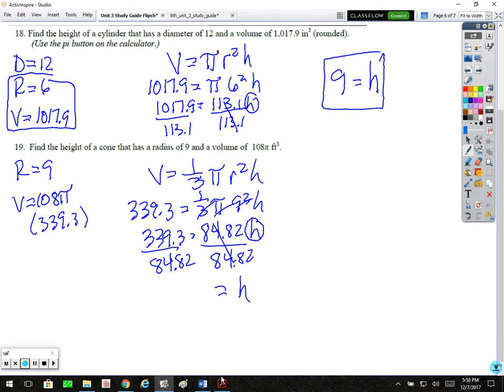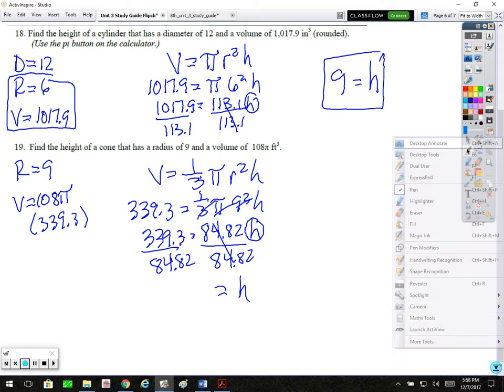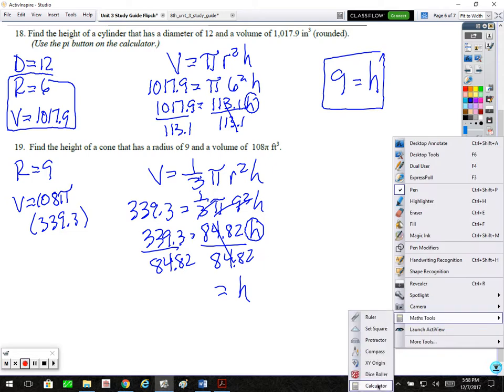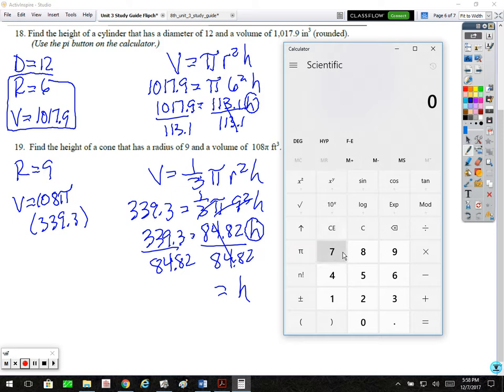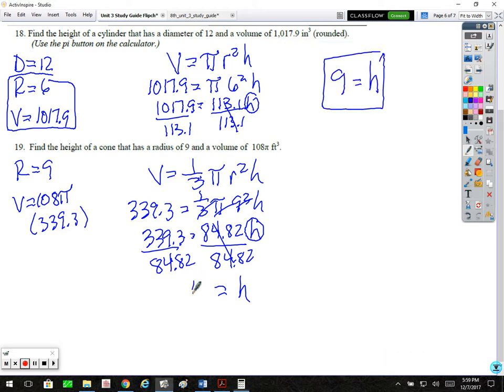Oh, I cleared out my calculator, didn't I? Okay. So we have, let's move this over here. 339.3 divided by 84.82 gives me a height of 4.0004, which is really close, so we'll just round it down to 4. So the height of that one is 4. Okay, hang on guys, we're almost done.